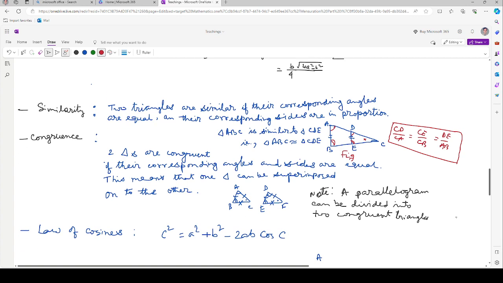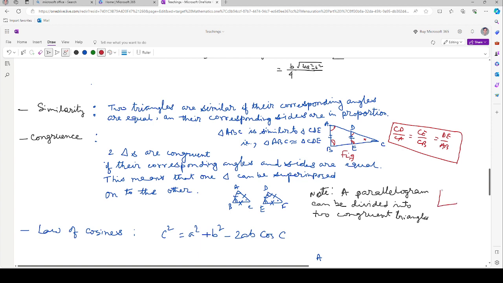What are the conditions of congruence of two triangles? Two triangles are congruent if their corresponding angles and sides are equal. This means that one triangle can be superimposed on the other. If one triangle can be superimposed onto the other, then these two triangles are known as congruent. A parallelogram can be divided into two congruent triangles.